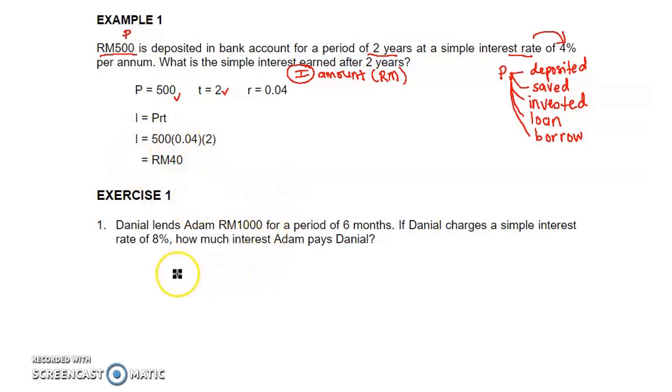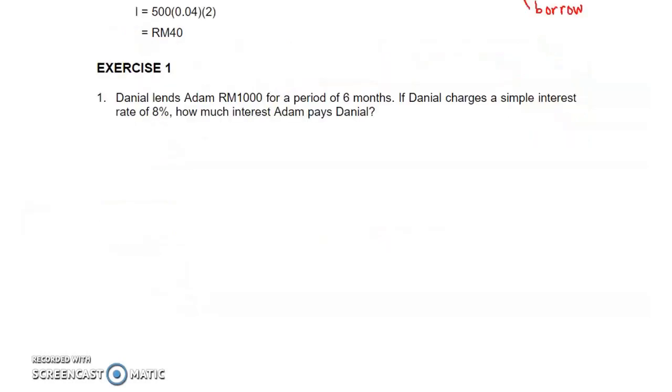Okay, now let's look at exercise 1. Daniel lends Adam 1,000 ringgit for a period of 6 months. Extract the information given. So 1,000 is P, the principal. For a period of 6 months, this is value T. Remember T must be in years. Since it is 6 months, 6 divided by 12, so 6 over 12 is equivalent to 0.5.